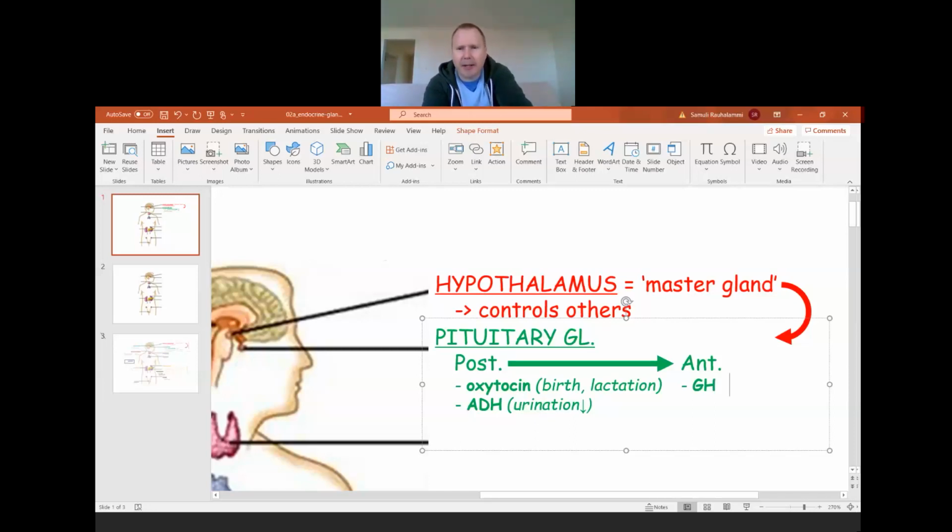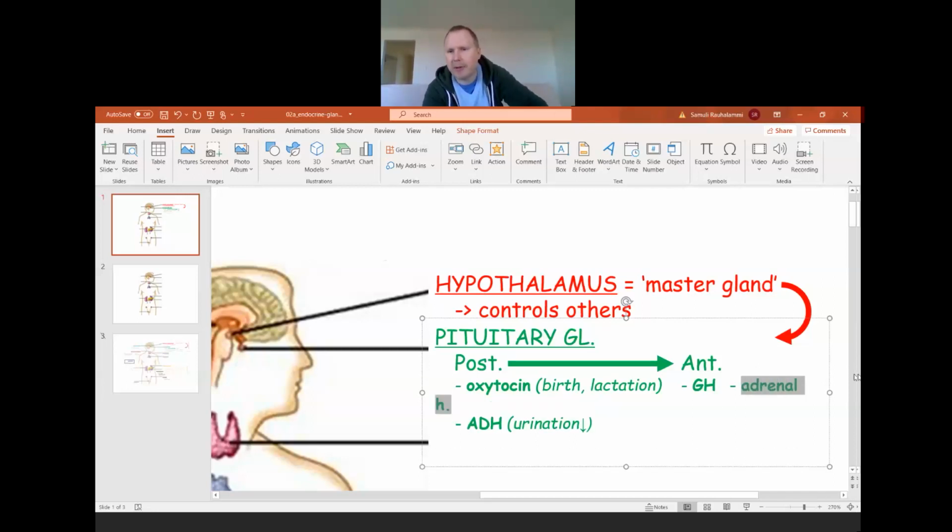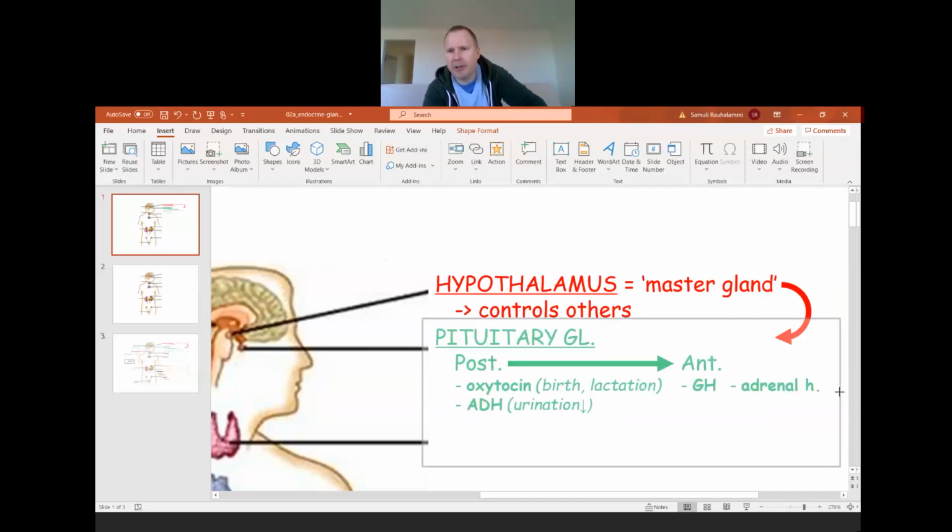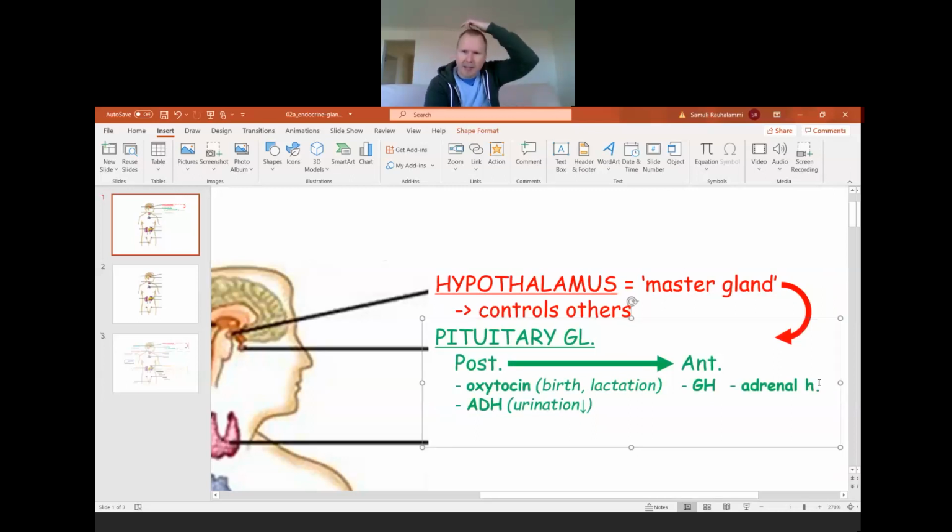Another hormone there that I want to mention, and I'm just wanting to take the bold away, is going to be our adrenal hormone. So adrenal hormone is also secreted from the anterior pituitary gland. And we'll talk about that a little more later on in this course, but at this point, as long as you know that it's secreted from there, you're in a good place.